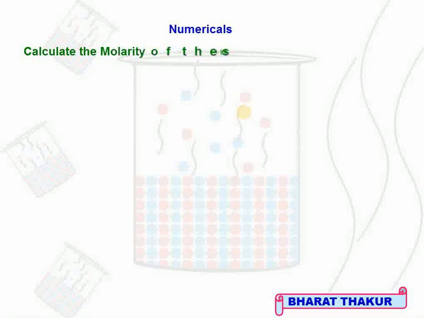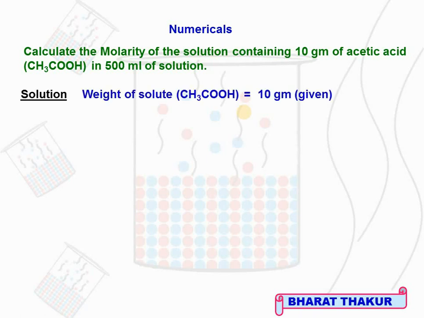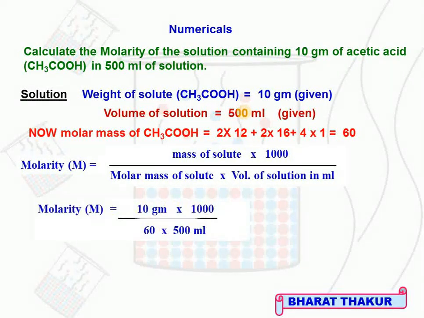One numerical: calculate the molarity of the solution containing 10 gram of acetic acid in 500 ml of solution. So in solution, the weight of solute, which is acetic acid, present in less amount, is given as 10 gram. The volume of solution is given as 500 ml. Now, molar mass of acetic acid can be calculated, which comes to be 60. So, putting the values in the formula, we get the answer as 0.33 mole per liter or M.